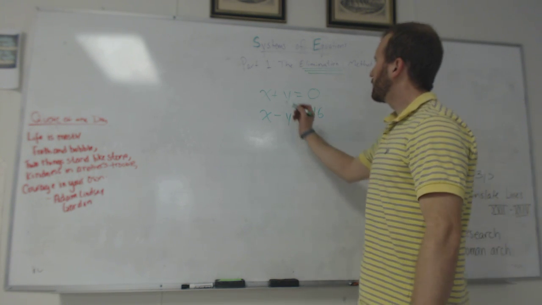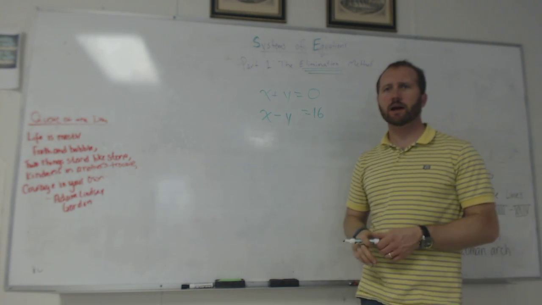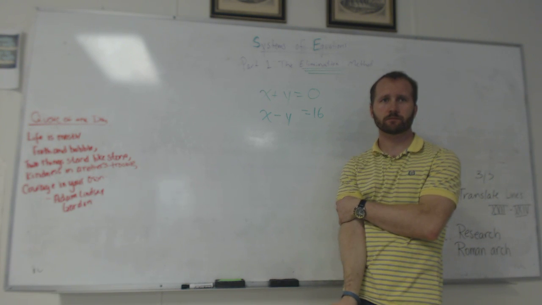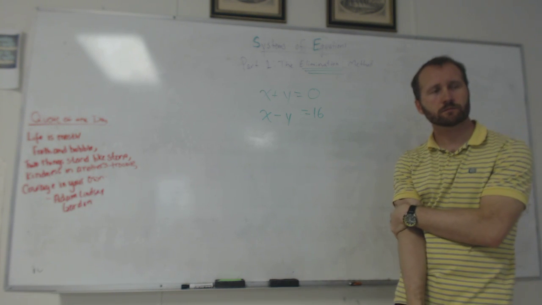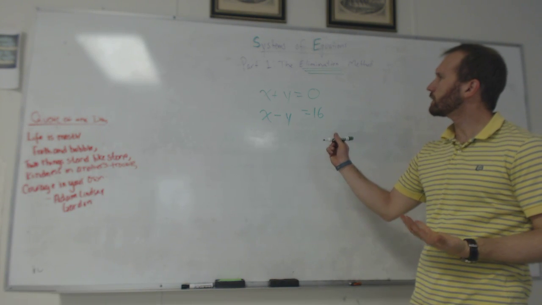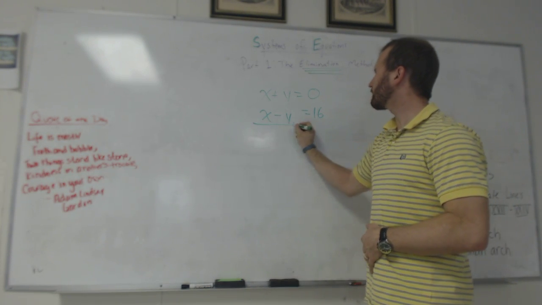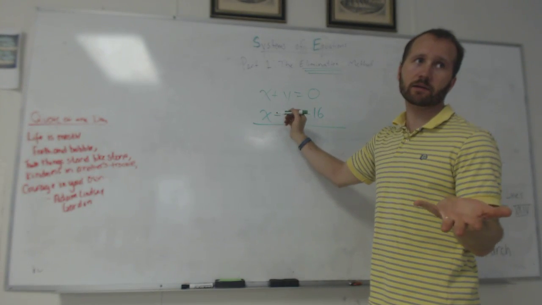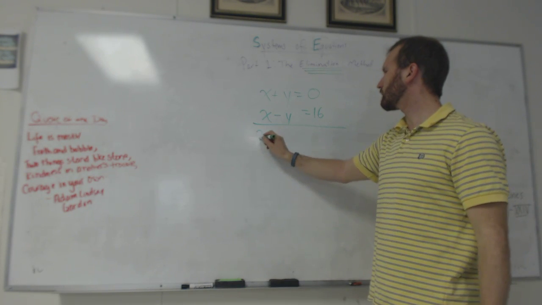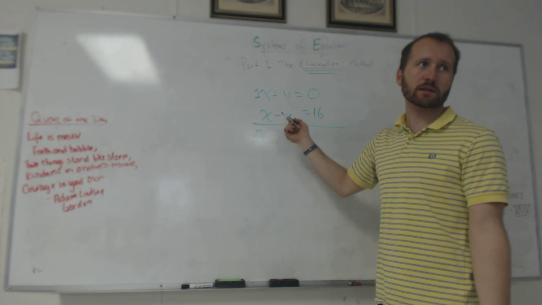All right. x plus y equals 0, x minus y equals 16. Guide me through this. What's my first step? I add. What do I add? All of it. Yes, I add all of it, but the first thing I add is the x's. So what is x plus x? 2x. If it helps you, write a 1 in front of those. x is the same as 1x.